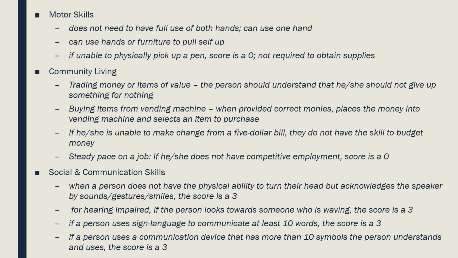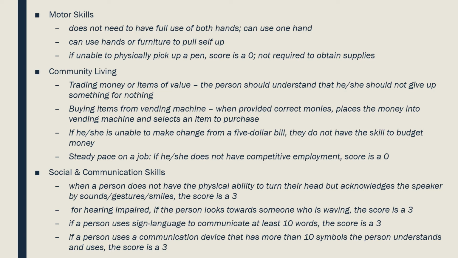Community living. Trading money or items of value. The person should understand that he or she should not give up something for nothing. So for example, if a simple exchange of money for an item, if the person is unable to understand that you pay for something to get something, then you would not score that as a 3.